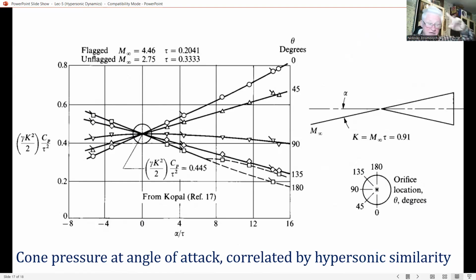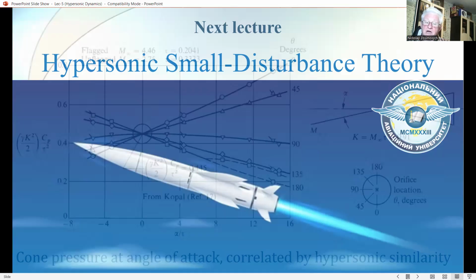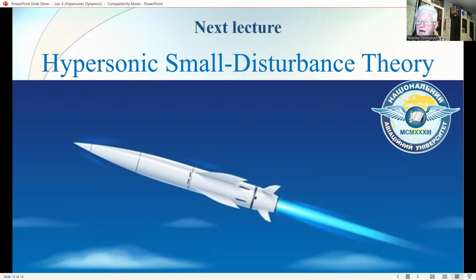But note that at alpha equals 0, all of the curves pass through the value of Cp predicted from the exact Taylor-Maccoll theory. So hypersonic similarity appears to hold even at very moderate hypersonic Mach number. And if we replace M infinity tau with tau times the square root of M squared minus 1, this closely approximated single similarity rule will hold for the entire Mach number regime, starting at about the transonic range and going to an infinite Mach number.